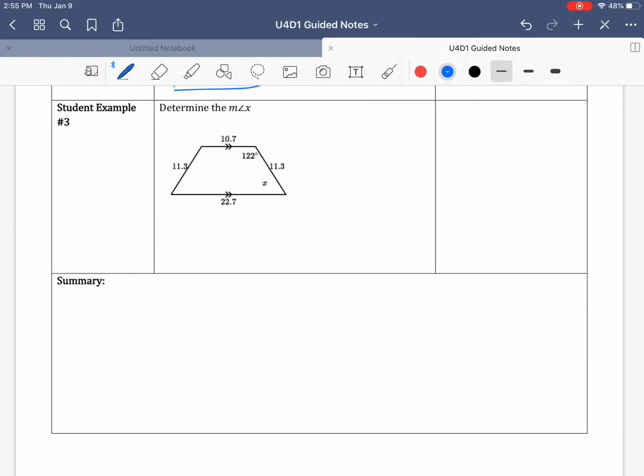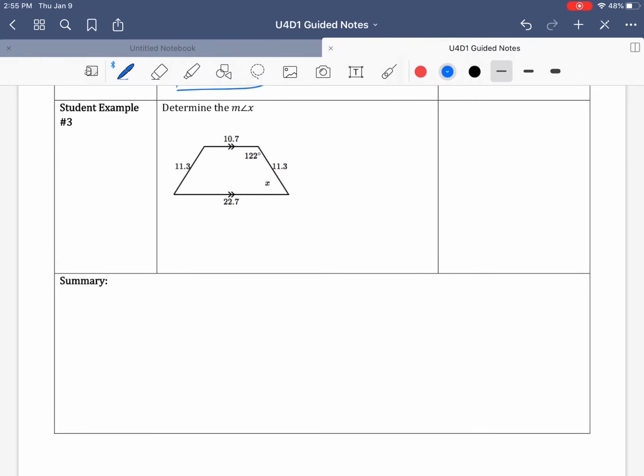Try student example number 3. And then write a summary, 3 to 5 sentences. Make sure you're using the objective in your sentence and using your correct academic vocabulary.